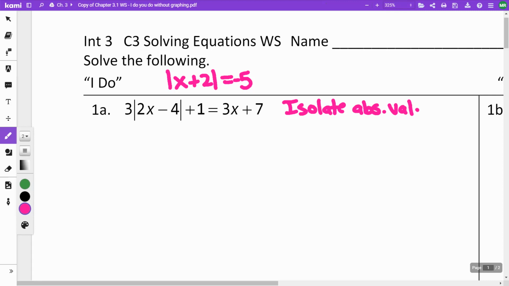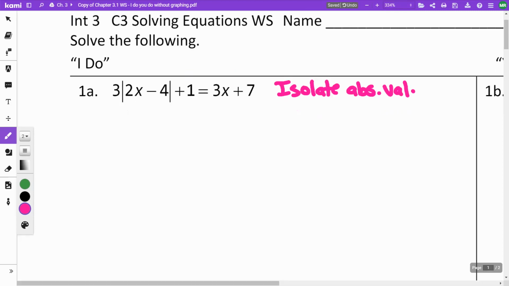So you have to isolate your absolute value. You need to see what's on the other side. You don't decide if it's positive or negative until it's isolated, because sometimes when you're doing the math, it can change. This one's going to be slightly more difficult because we are going to have an x on the outside.